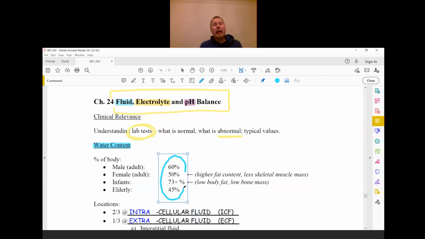We'll notice that adult males have slightly more water content than adult females. That's because females do have a bit of higher fat content and less skeletal muscle mass on average. Whereas we noticed that the water content of the infants was especially high because of their low body fat concentration and low bone mass, whereas the elderly people, we can get as low water content as 45% of the volume.